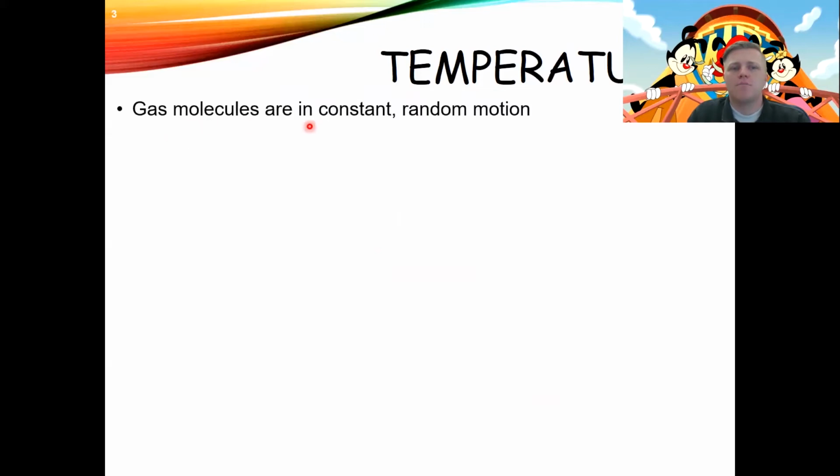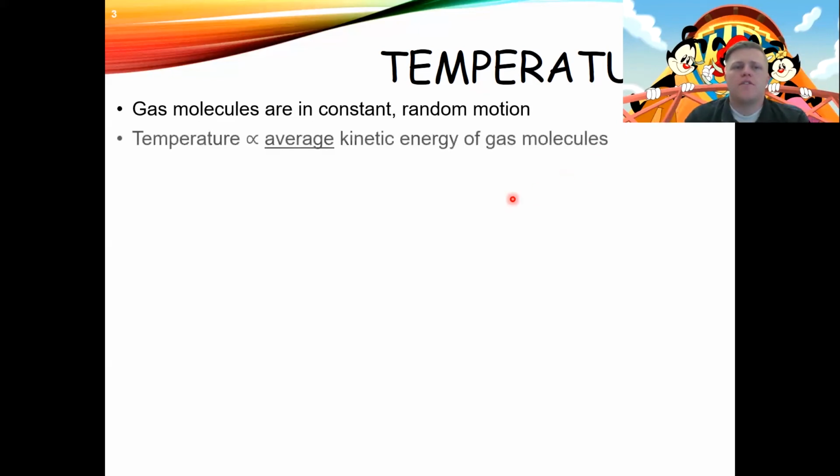So we said the gas molecules are moving and are constantly moving in a random motion. So you have some that are going left, some that are going right, some that are going up, down, forward, back, etc., and combinations of those different directions. And so the temperature that we feel is basically an average of the energy with which the molecules are moving around in that random motion. So our temperature is proportional to our average kinetic energy.